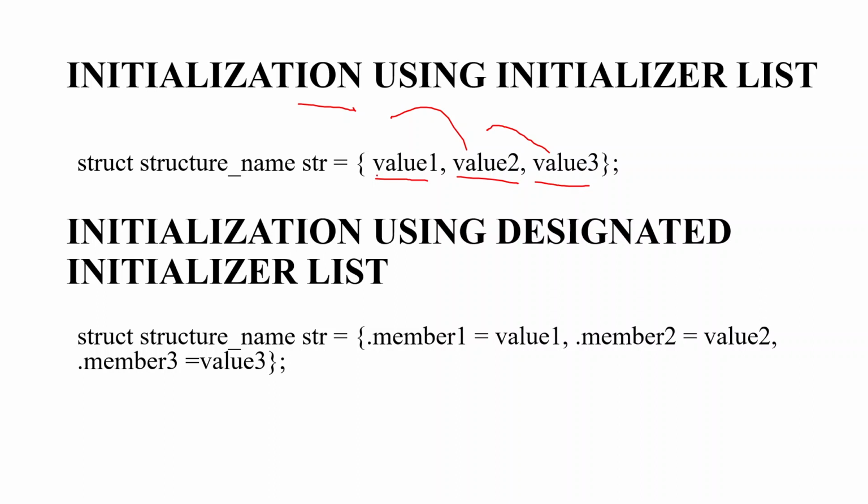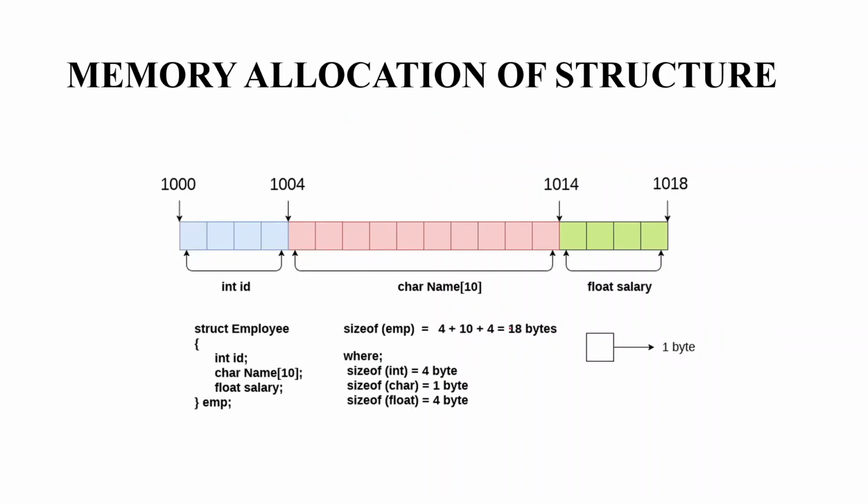The third method is using a designated initializer list. That is, dot operator followed by member equal to value 1, dot member 2 equal to value 2. So to the designated member we are assigning the value. So this is the third method. You can assign values to the members of the structure using any one of the methods.